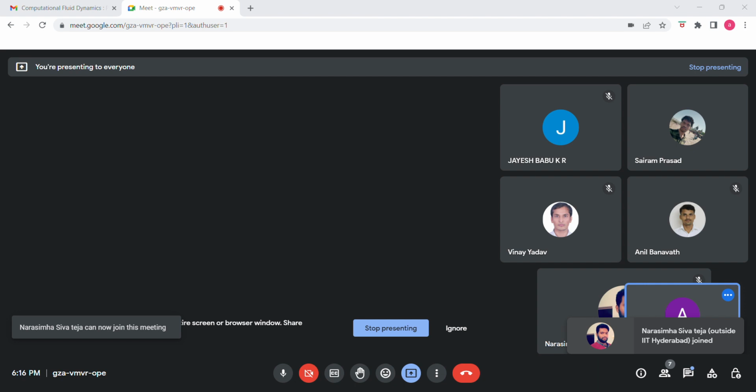So the answer is option 1. Now we'll see question 8. Consider the Laplace equation in a two-dimensional rectangular domain with Dirichlet boundary conditions. The equation is discretized at all interior grid points using second-order accurate finite difference approximation with uniform grid spacing in both directions. Which of the following statements is true about the resulting set of algebraic equations?